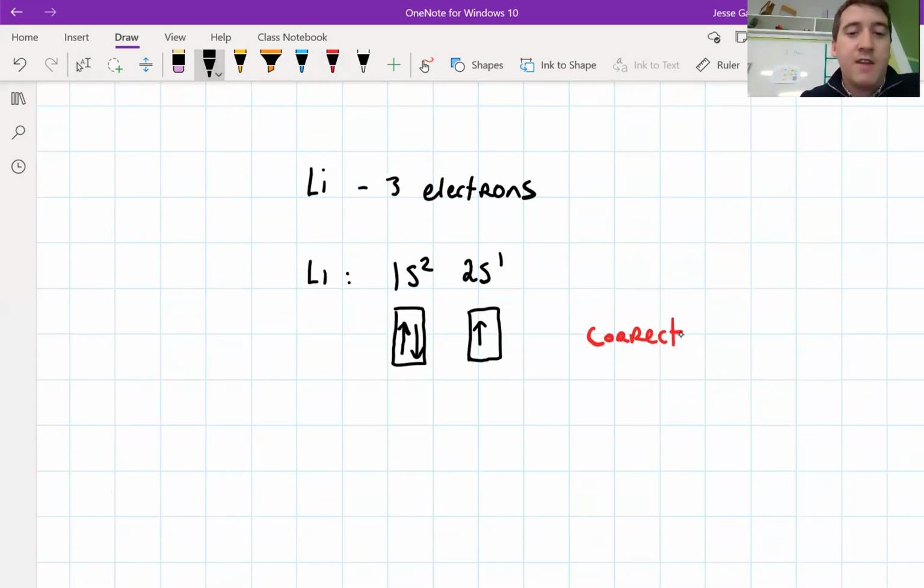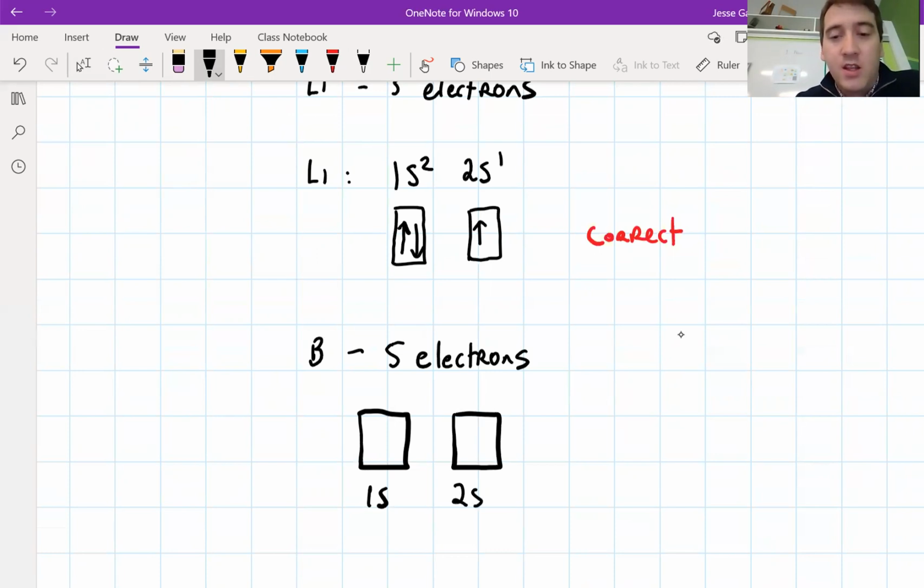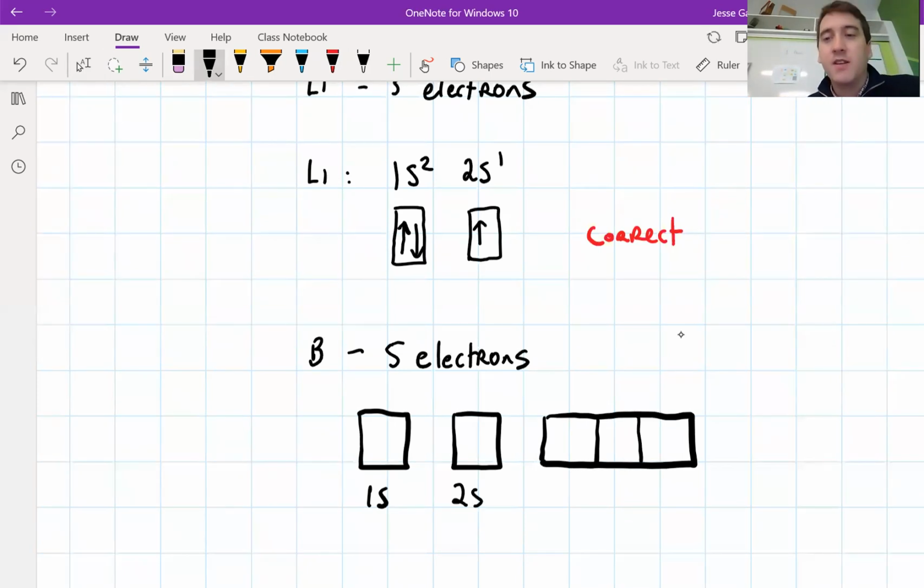Let's look at perhaps an element that has more electrons. Let's look at, for example, boron, B. Boron has 5 electrons. We're just going to start by drawing the spin diagram. Here is the orbital in the 1s sublevel. Here is the orbital of the 2s sublevel. And then the next sublevel is the 2p, and I know that the 2p has 3 orbitals, so I'm going to draw 3 boxes. I know that each of these boxes represents an orbital of equal energy.